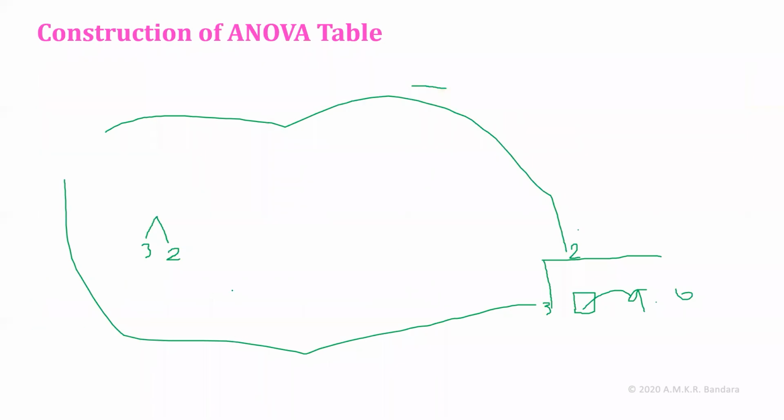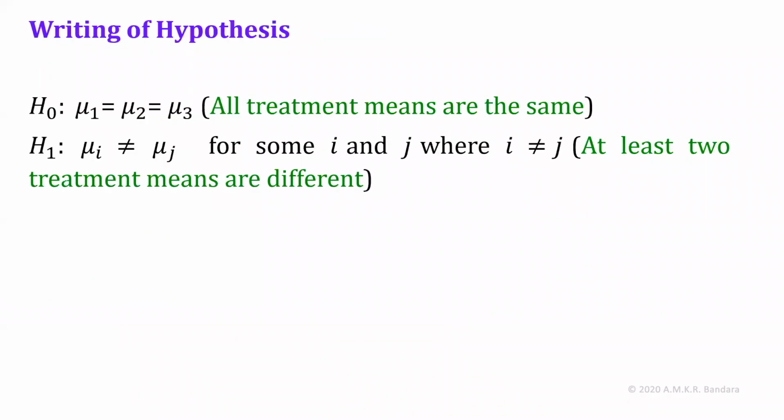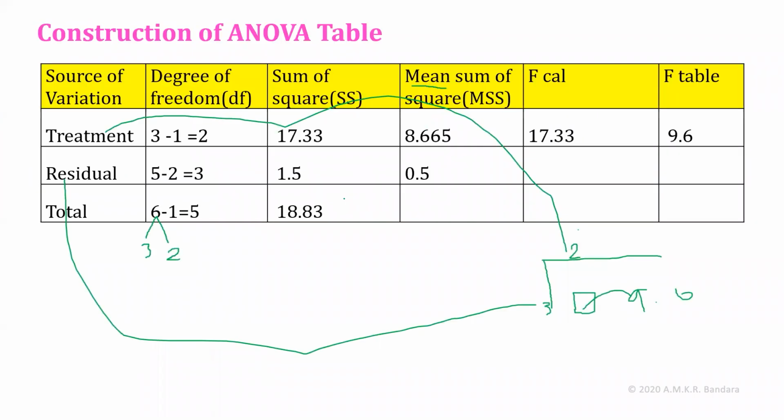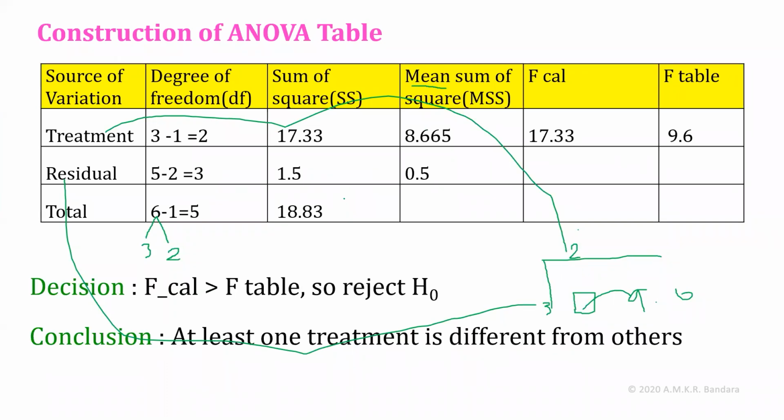The null hypothesis says all treatment means are the same. Now this is rejected because F cal is greater than F table. When this is rejected, the alternative is automatically accepted. That means at least 2 treatment means are different. So in this example, at least 2 treatment means are different. Conclusion: at least 1 treatment is different from the others.